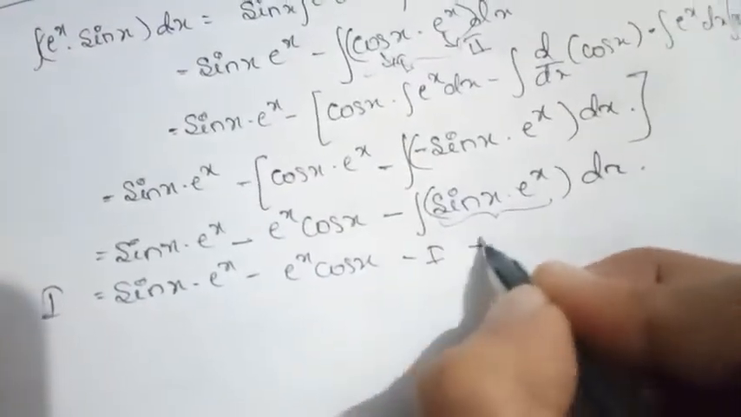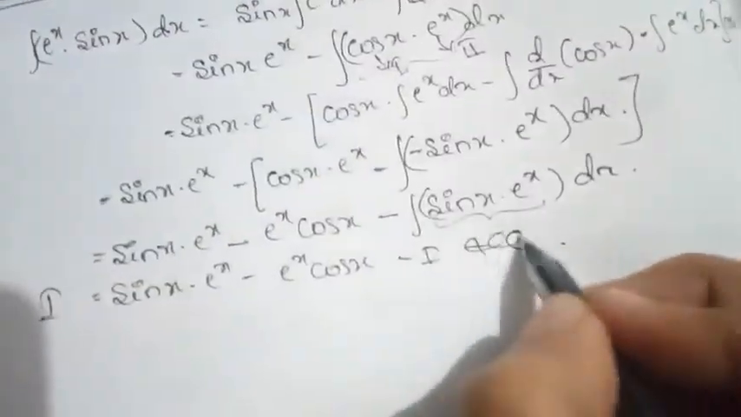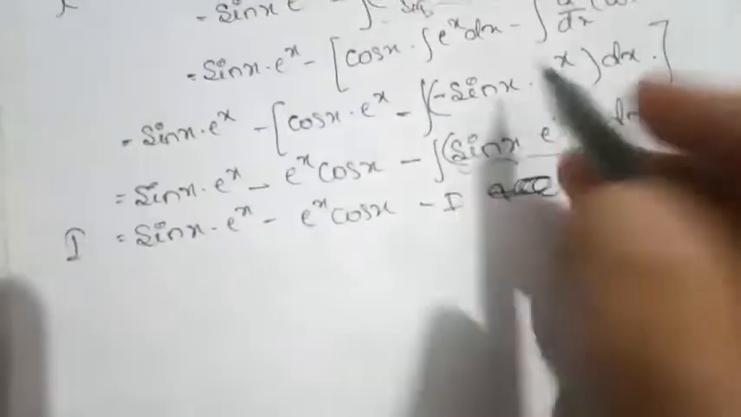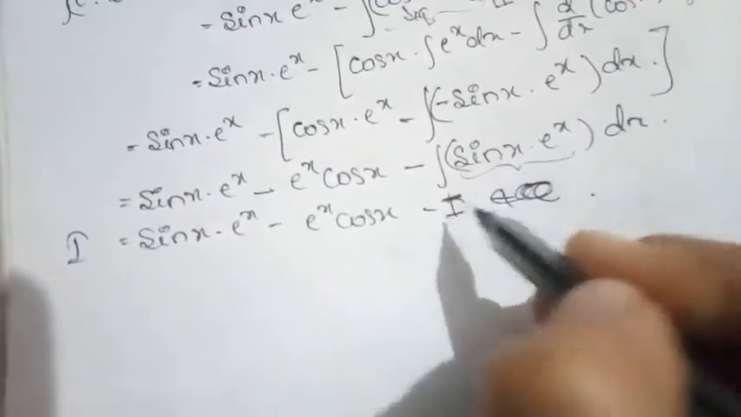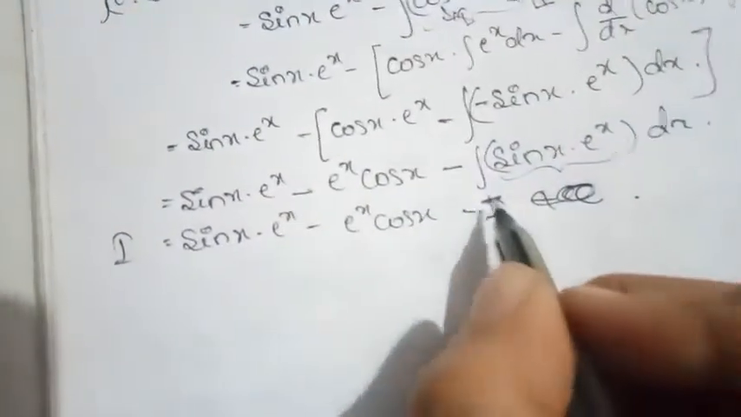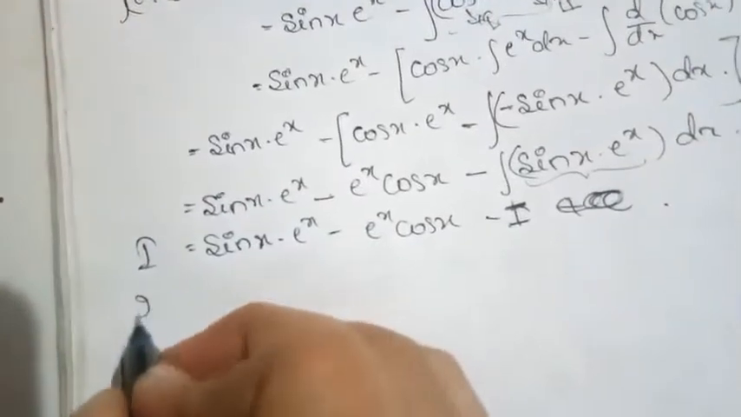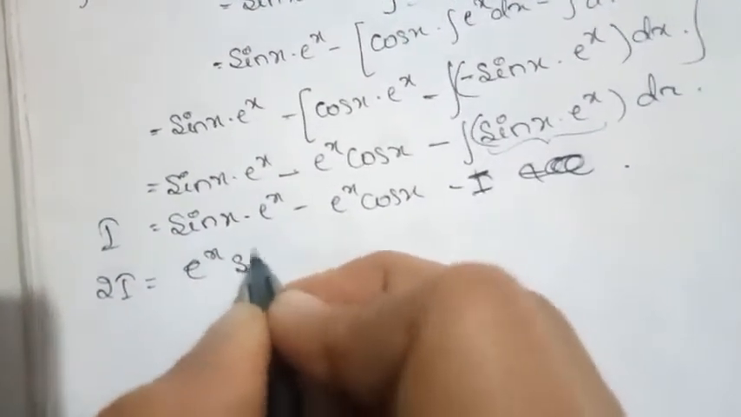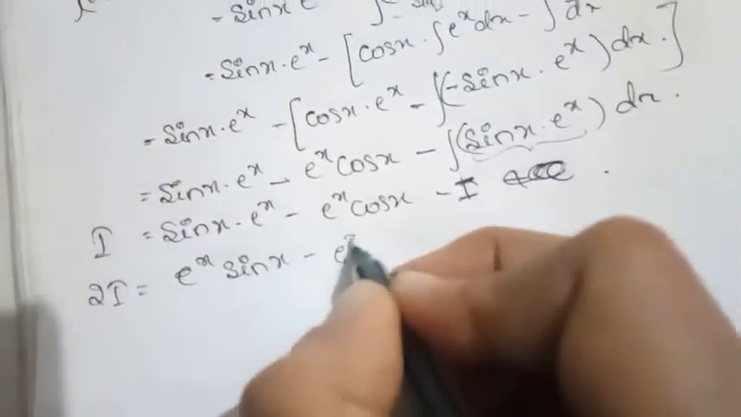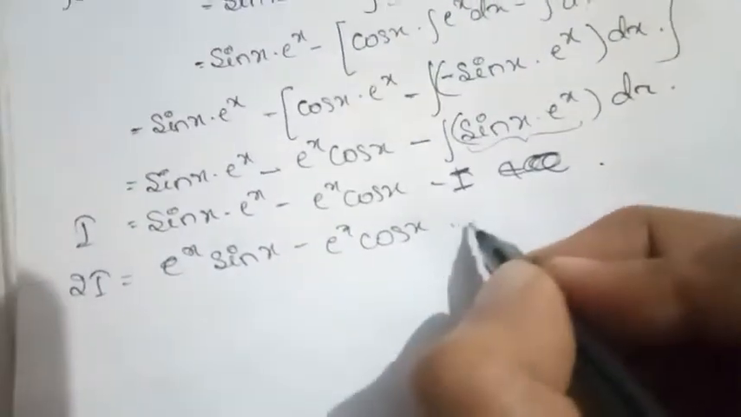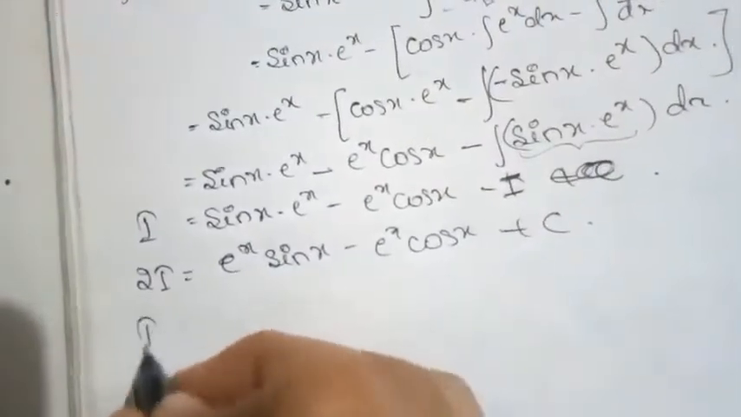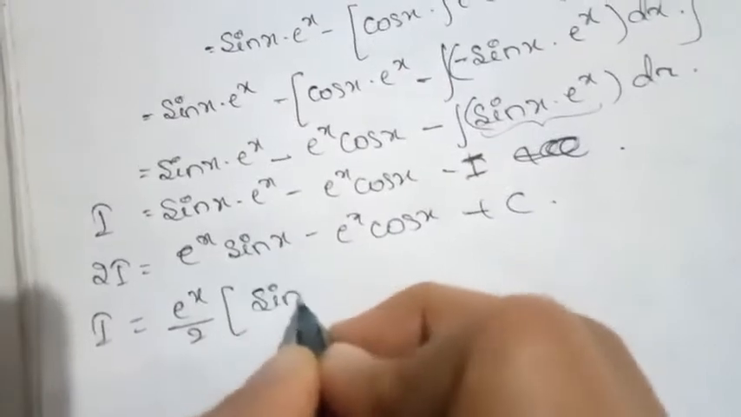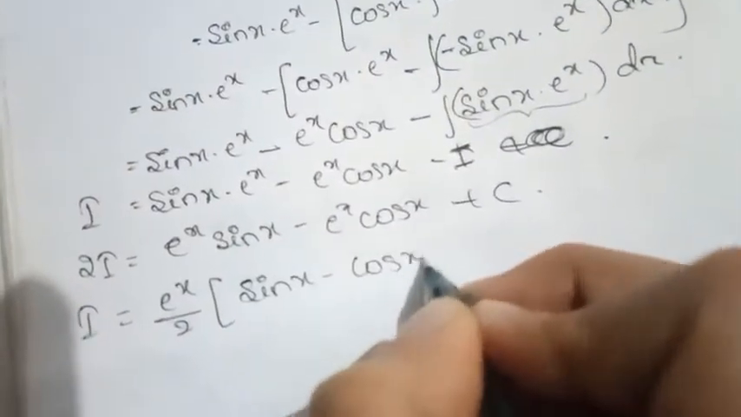So now this one is also I: sin x into e power x minus e power x into cos x minus I, plus C. I am not writing C here; we can put that C at the last, because I haven't integrated it right now. So here we are getting minus I. If I bring this minus I towards the LHS, it becomes 2I, I plus I is 2I. So 2I equals e power x sin x minus e power x cos x plus C, that is, I is equal to e power x by 2 into (sin x minus cos x) plus C.